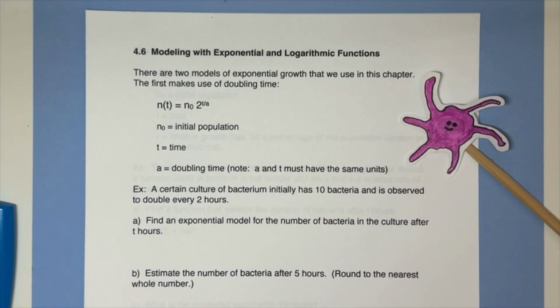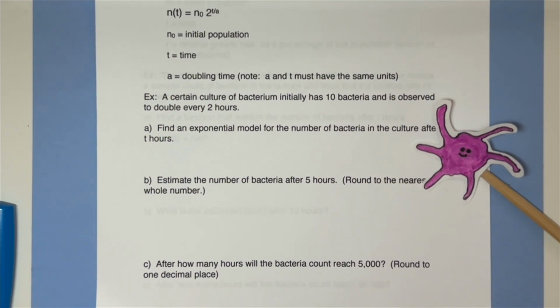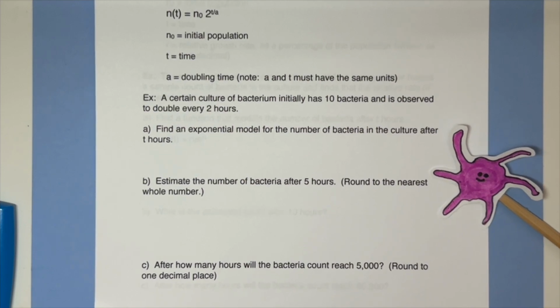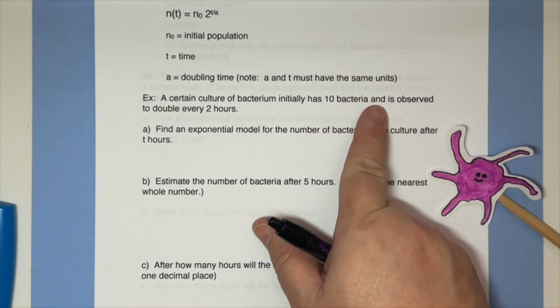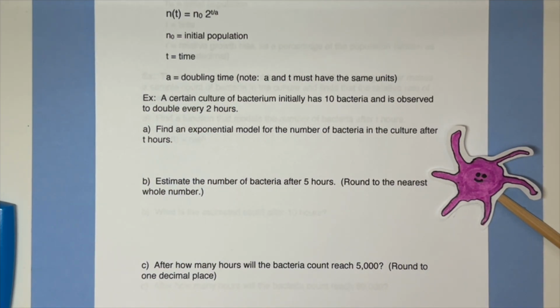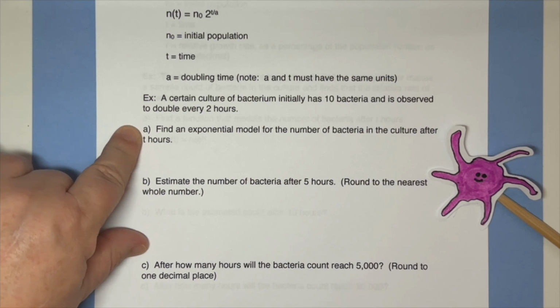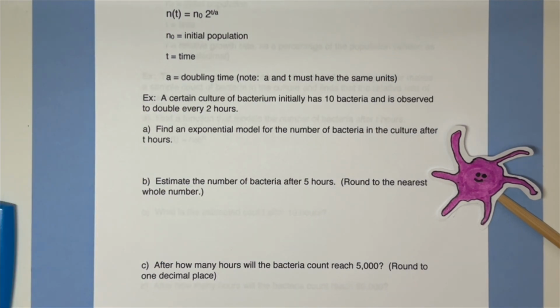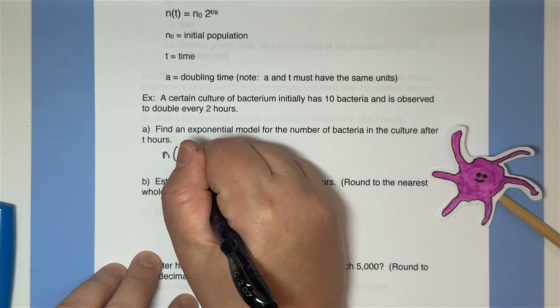Okay, let's try a problem. A certain culture of bacterium initially has 10 bacteria and is observed to double every 2 hours. Find an exponential model for the number of bacteria in the culture after T hours.